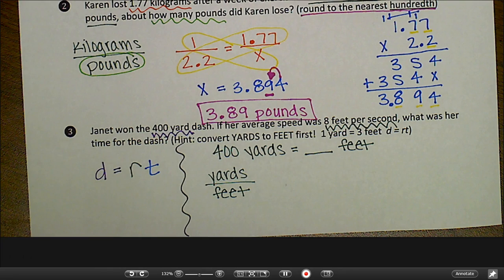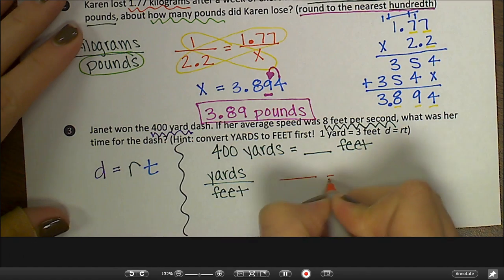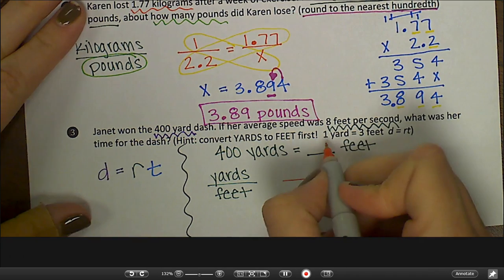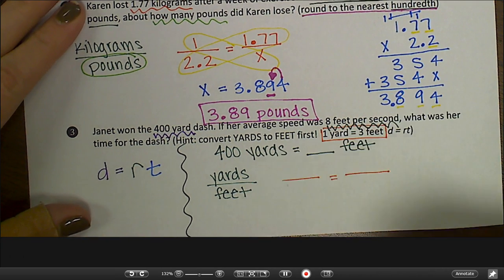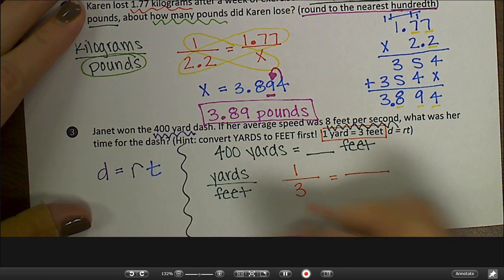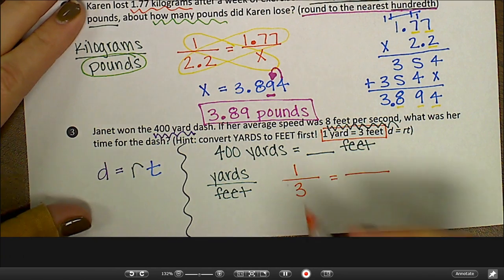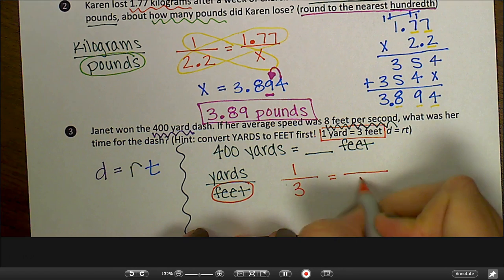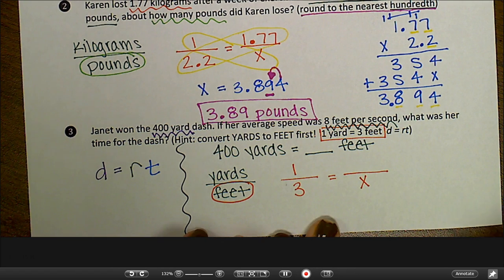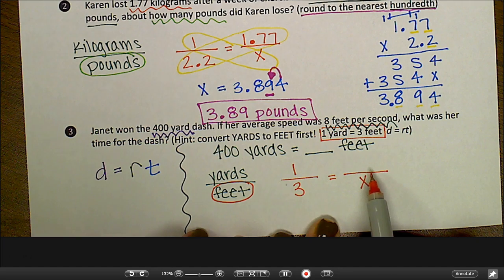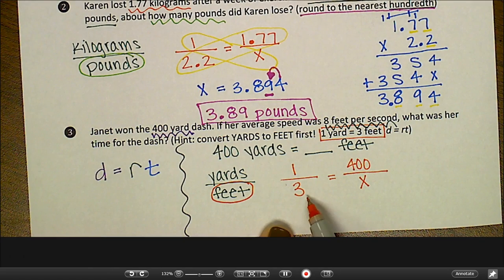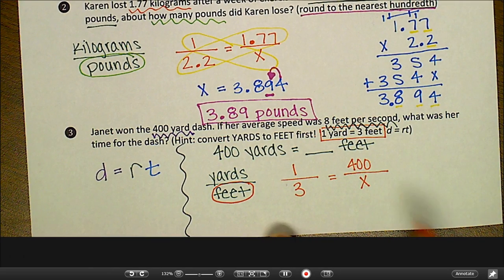And then we're going to set up our proportion. Line equals line. Let's start with what we know. We know that 1 yard equals 3 feet. So 1 yard, 3 feet. And I know that I'm solving for feet. So X is going to go on the bottom over here. What are our yards? We don't know our yards. Oh wait, yes we do. 400 yards. So we're taking 1 yard equals 3 feet. So 400 yards equals how many feet? And that's what we're solving for.